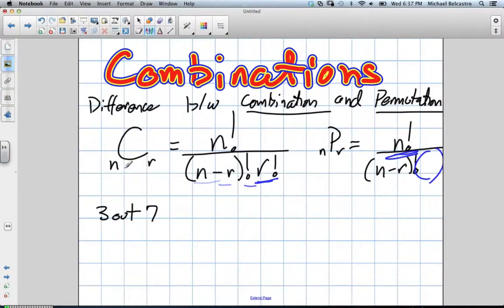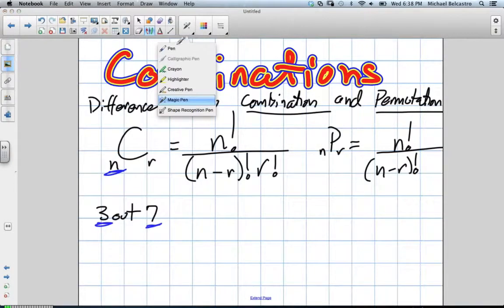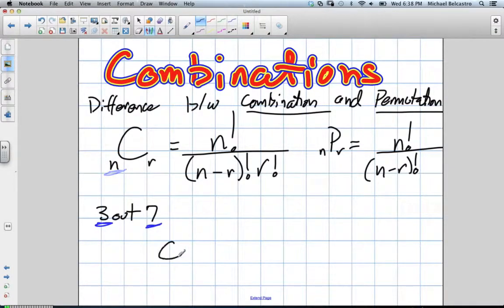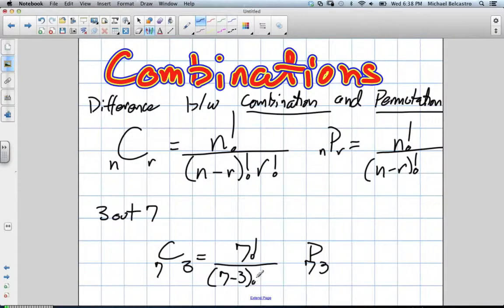Okay, so first off, n represents which of the terms, the 3 or the 7? So in other words, this says a combination of 7, and our r represents 3. Is that the same for permutation? Yes. Okay, good. So we got that. And then our n factorial. Well, since n is our 7, we have 7 factorial over 7 subtract 3 factorial times 7 factorial.